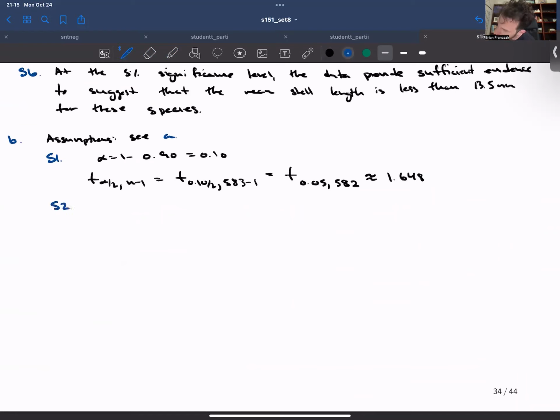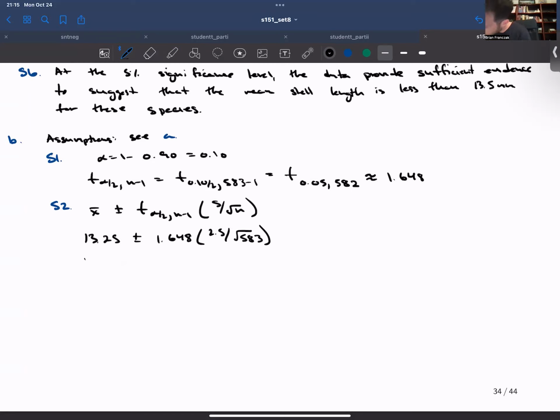Now on step 2, we have x bar plus or minus t alpha over 2, n minus 1, multiplied by s over the square root of n. So this is 13.25 plus or minus 1.648 multiplied by 2.5 over the square root of 583. So this is 13.25 plus or minus 0.171. And that gives us 13.079 to 13.421.